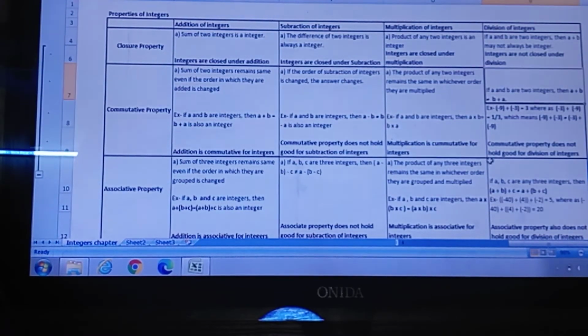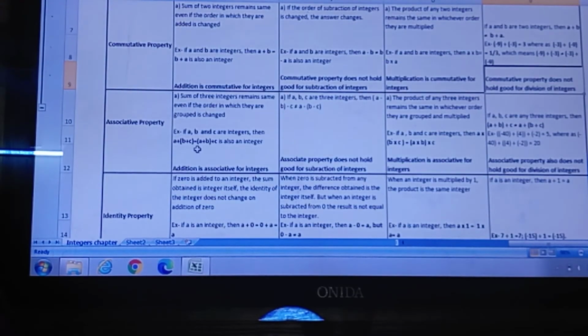Moving to the last part of commutative: if a and b are two integers, a divided by b does not equal b divided by a. When you divide minus 9 by minus 3, it will give you 3. Whereas if you divide minus 3 by minus 9, it will give you 1 by 3. Which means minus 9 divided by minus 3 does not equal minus 3 divided by minus 9. Get that? So commutative property does not hold good for division of integers.